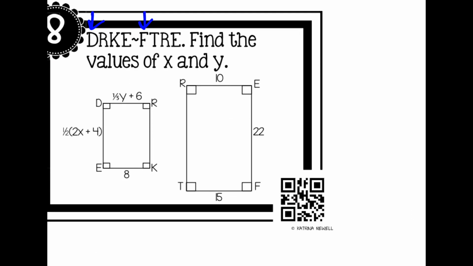For number 8, you have to pay close attention to the order of the letters in the similarity statement. D and F come first. That means that angle D over here is congruent to angle F. And angle R is congruent to angle T.